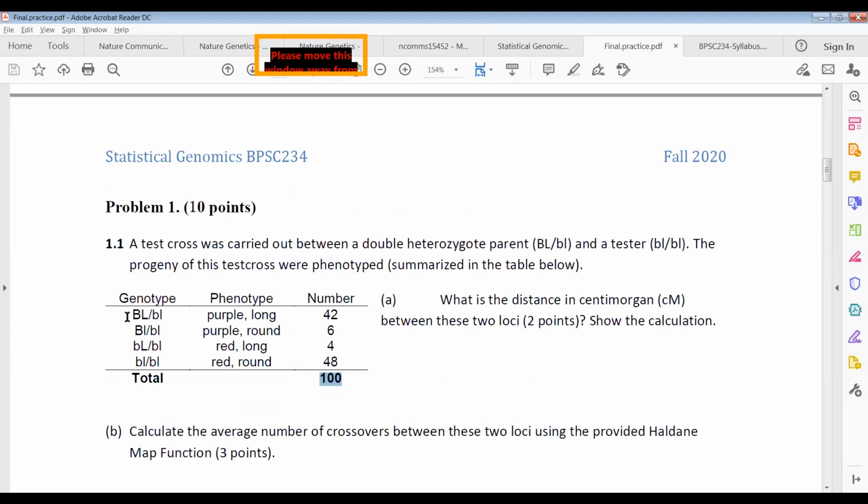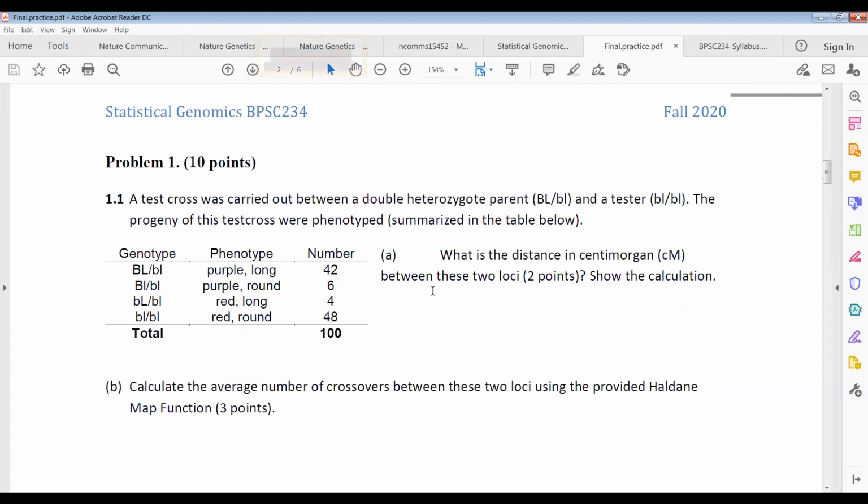In this case, we have 4 different genotypes here. The first one and the fourth one represent the parental type, and the 2 in the middle represent the recombinants, right? This is what we are very familiar with. So if we got data like this, what is the genetic distance between these 2 loci in centimorgans? It's very straightforward. We just divide the number of the recombinant progeny by the total number of the progeny. So that's 10 centimorgans. Any questions here? No. Okay.